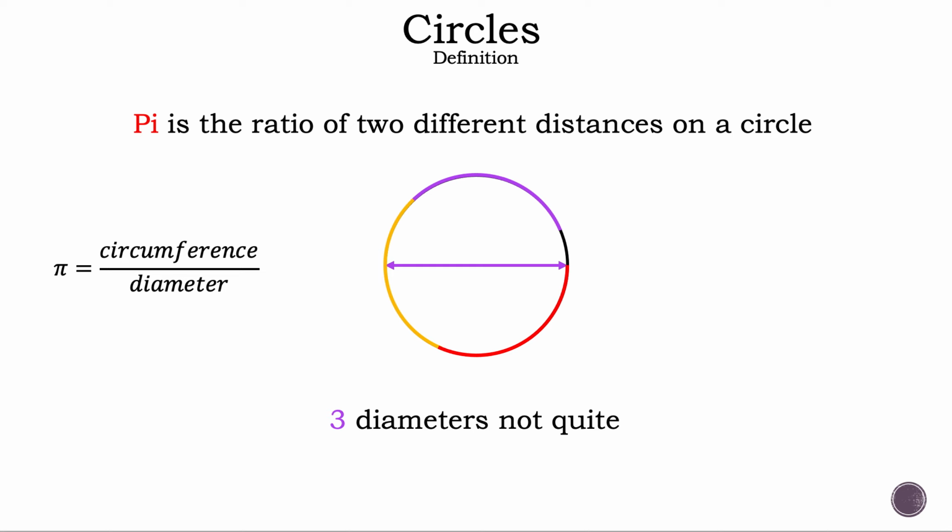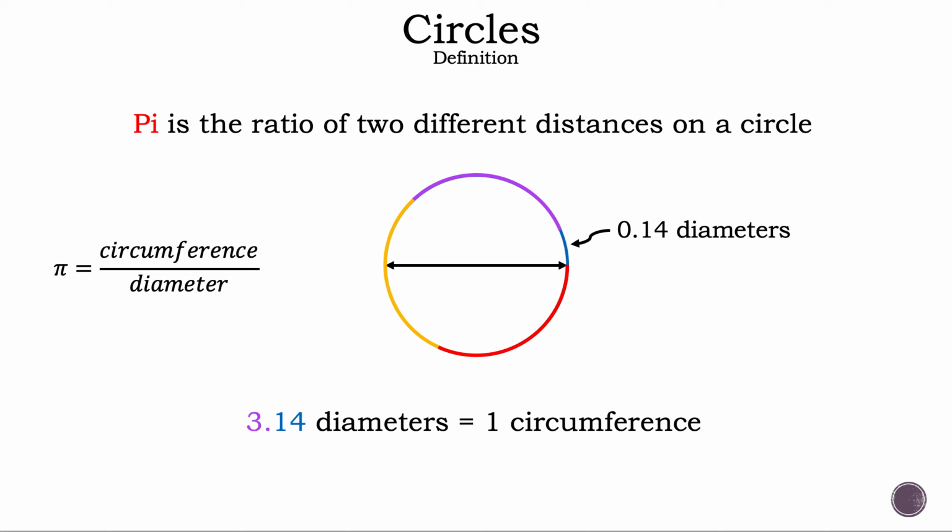So we're going to color the diameter purple. We're going to put that same distance on the edge of the circle or the circumference, and we can see that 3 diameters is not quite long enough to cover the edge of the circle or the circumference, so we have a little bit left over, and that little bit left over is 0.14 diameters. And if we add all those diameters up along the edge of the circle or the circumference, we get 3.14 diameters is equal to 1 circumference.